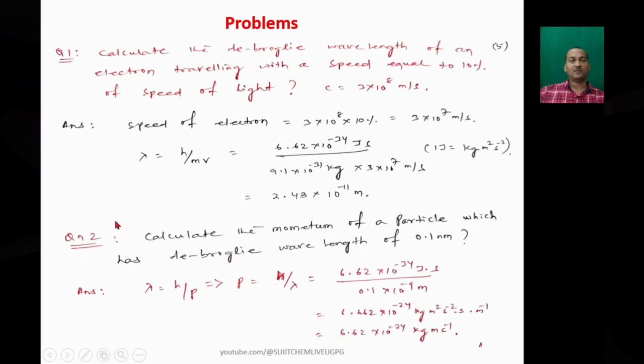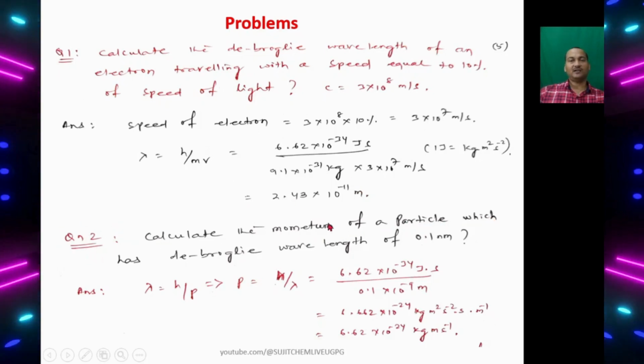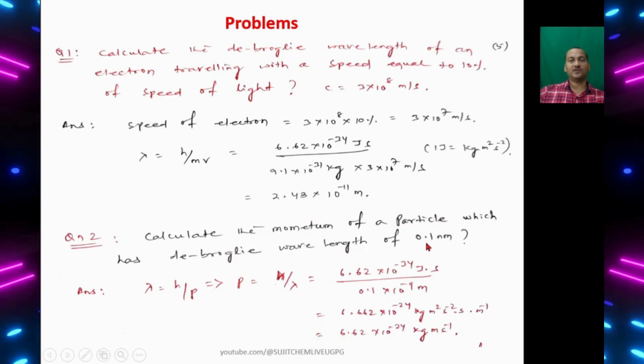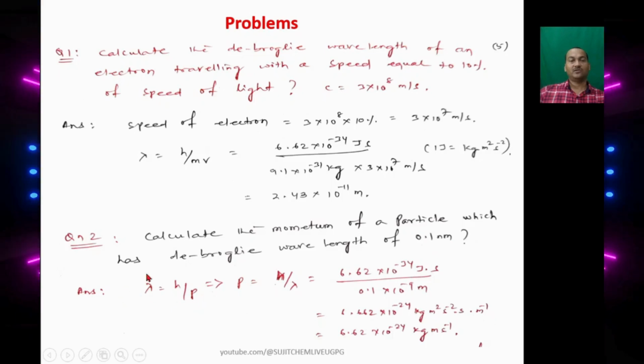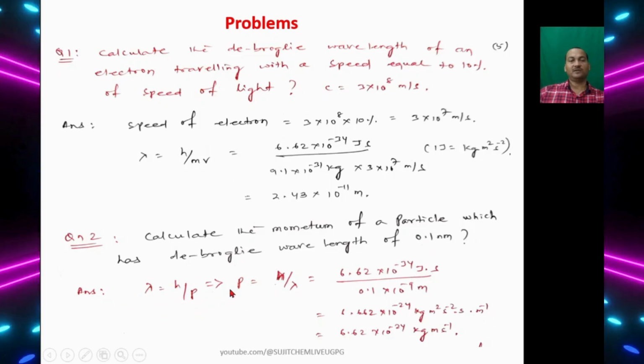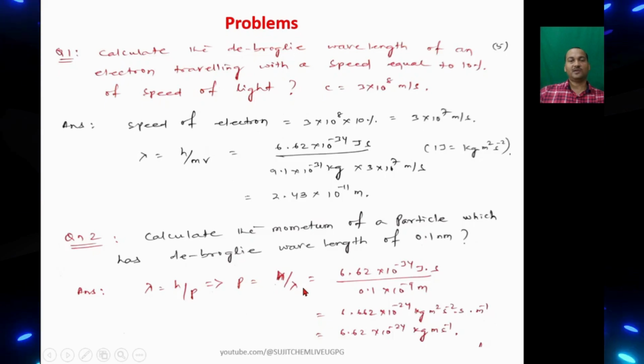Similarly, let's try another problem. Calculate the momentum of a particle which has de Broglie wavelength of 0.1 nanometer. So we know the relationship lambda equal to h upon p, or p equal to h upon lambda.